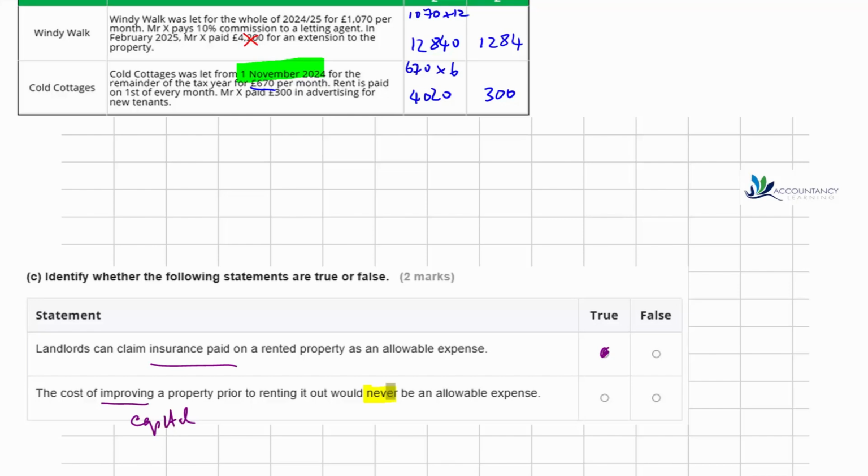And in this case, is it never an allowable expense? Well, no, it's not. The answer is false here, because if we are trying to build up the property to the standard that is sort of in modern day terms, then that would be okay. So for example, if originally we had single glazed windows and then we replace them with double glazed windows, HMRC says that, well, yes, that is an improvement, but because double glazing is now the acceptable modern standard, then that's okay. That would be an allowable expense.